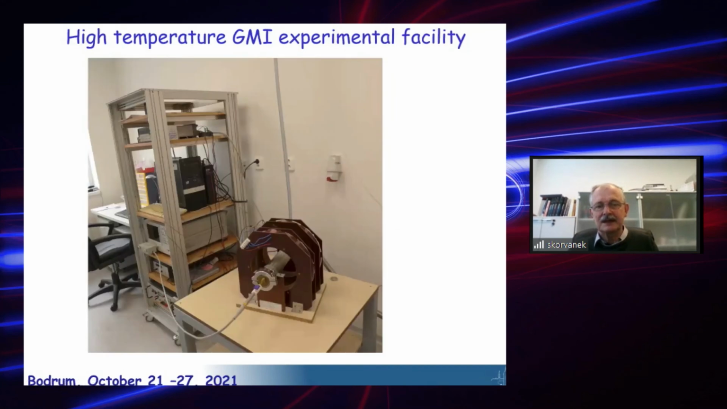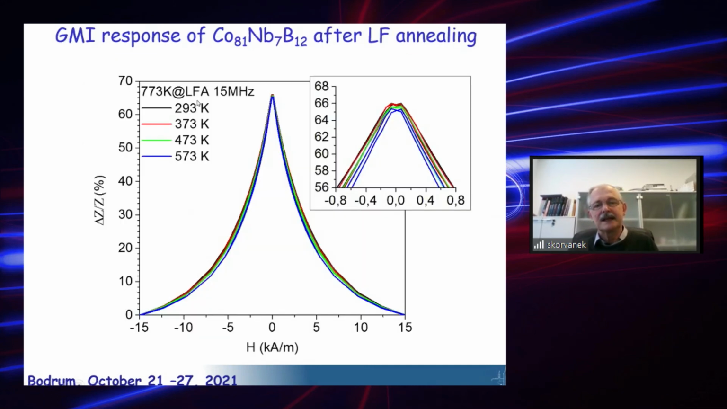For GMI at high temperature, we developed this facility where the sample was in an evacuated furnace, and the field was applied by this kind of Helmholtz system. And you see that after application of temperature to this sample, cobalt base, which exhibits the highest GMI, we see really very nice stability of signal.